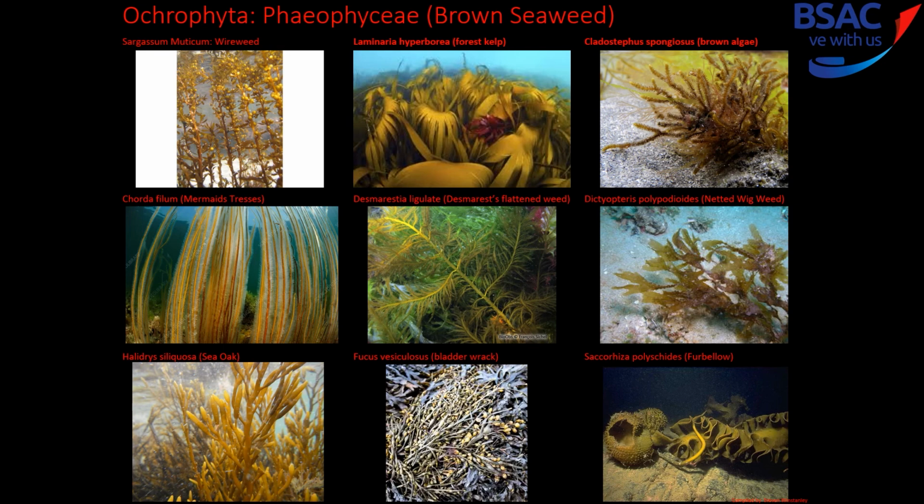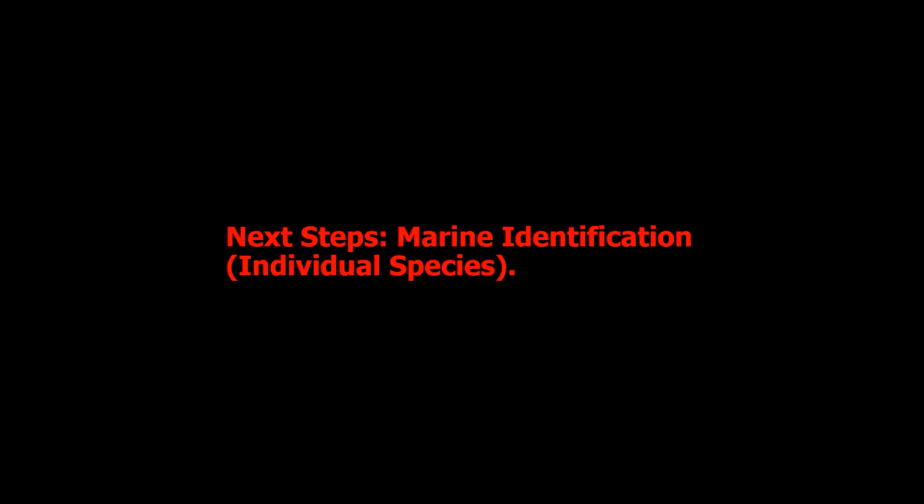Historically, in the south of the UK, kelp was abundant along the Sussex coastline, but this important habitat has diminished over time, leaving just a few small patches and individual plants, mostly in shallow waters and along the shoreline. There is presently a Sussex kelp restoration project to help bring it back. Next steps: marine identification to individual species.